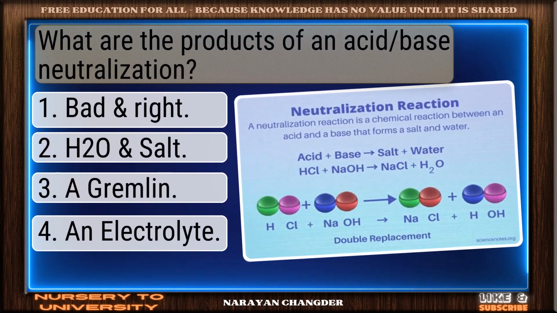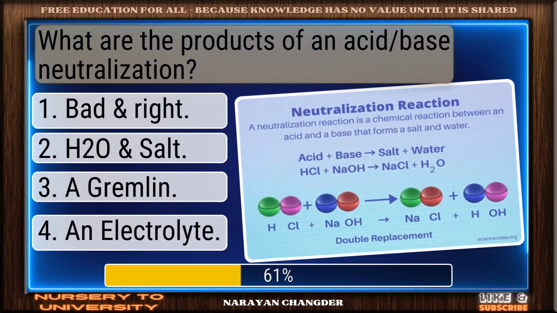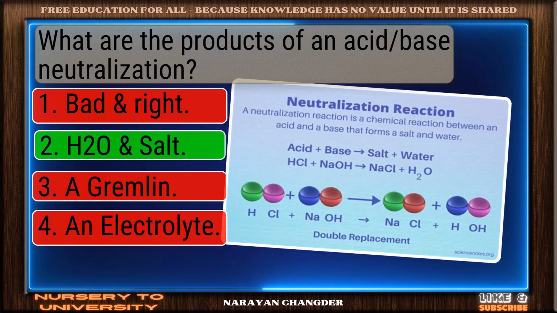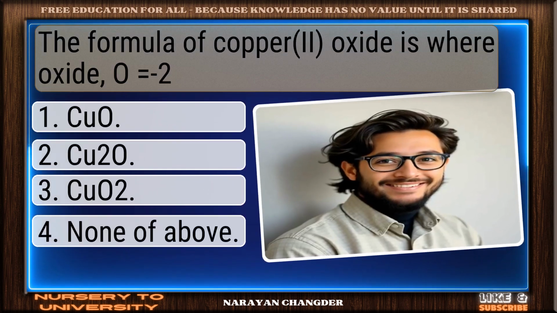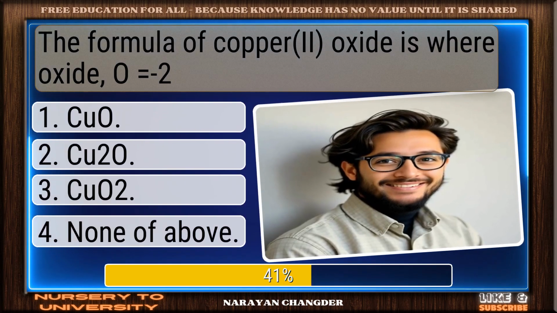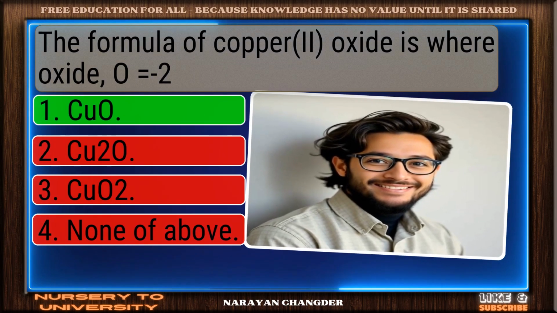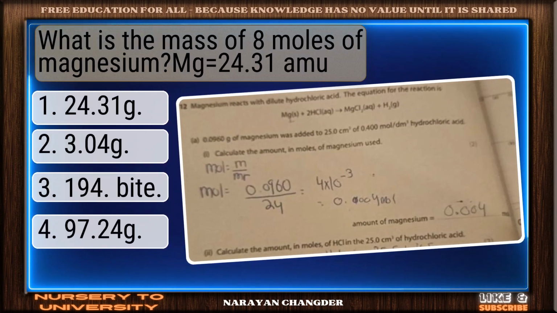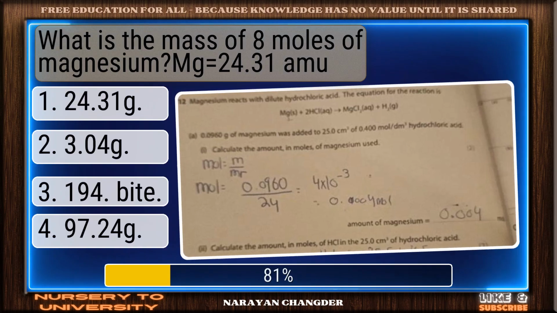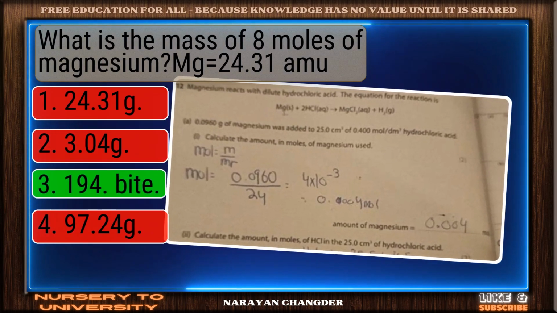What are the products of an acid-base neutralization? Clear logic. Your choice, salt and water, is sound and 100% true. The formula of copper oxide is, where oxide O equals 2. Great thinking. CuO is the right choice. What is the mass of 8 moles of magnesium? Mg equals 24.31. Solid response. 194 g is a valid choice.